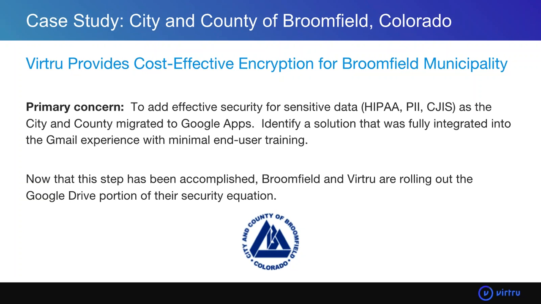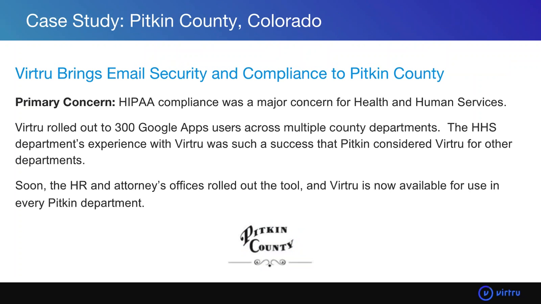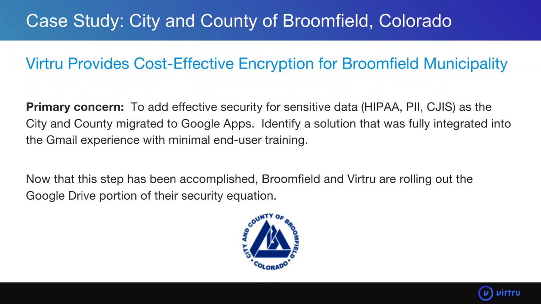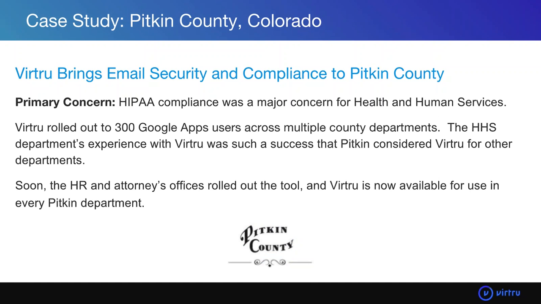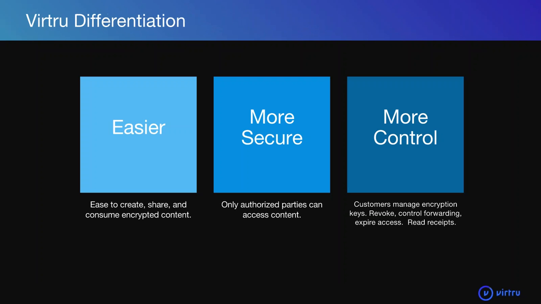One of the earliest customers around Virtru encryption was Pitkin County, also in Colorado. Similar requirement: when I'm in my cloud email environment, how do I handle HIPAA compliance around my patient data? So both Broomfield and Pitkin are really around that cloud migration. As organizations move to the cloud or are in the cloud, how do I handle that most secure data? How Virtru helps in this specific case falls in three specific areas.